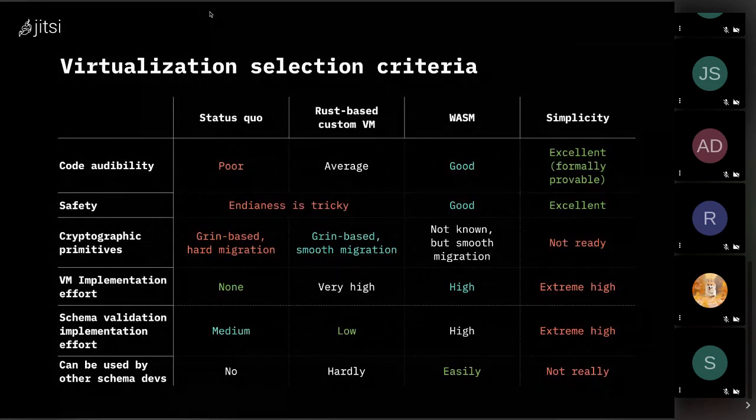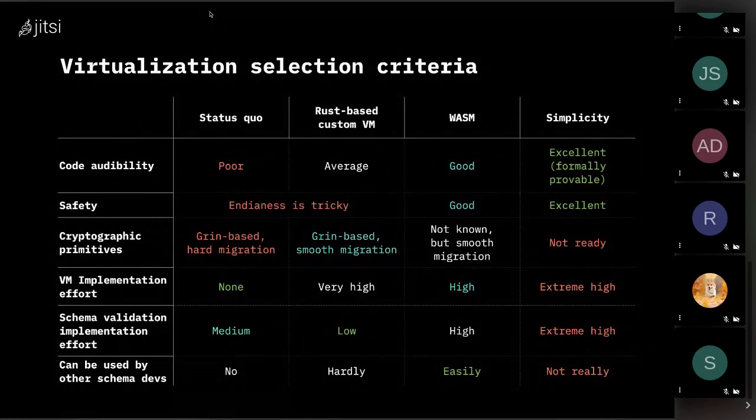The second migration option is to wait for simplicity, and simplicity will have its own implementation of bulletproofs one day. Potentially it can take 5 years from now. So additionally to the actual implementation, which is Grin-based with no other options today, there is also the complexity of the future migration procedure. And with the status quo, we have the hardest migration, while by doing a custom Rust-based virtual machine, we can smoothen that migration because we are clearly isolating the state.